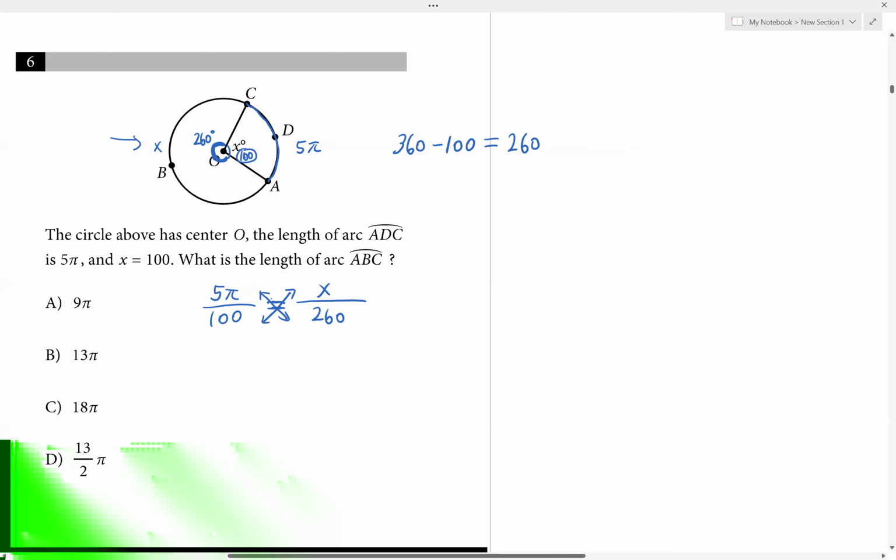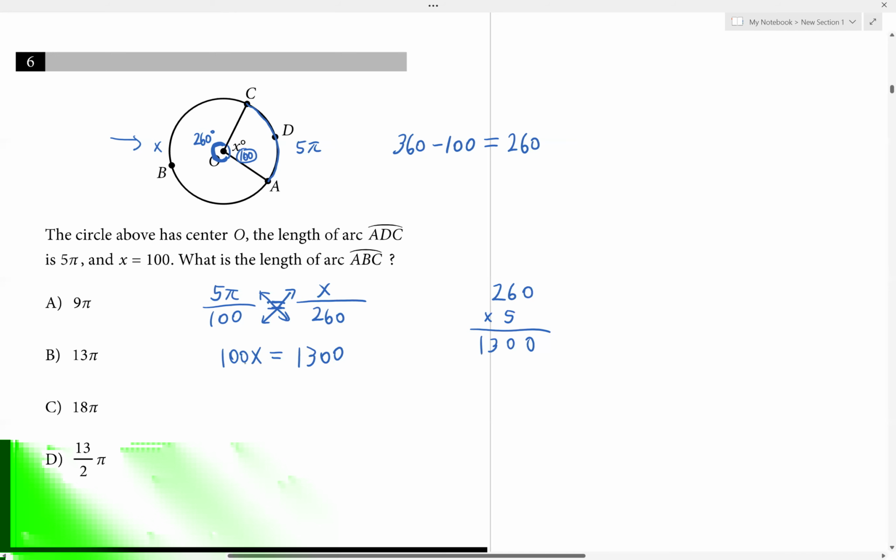Okay, so you cross over and multiply, we get 100x equal to 260 times 5 pi, which we have to multiply out. Okay, so 260 times 5. You can just do 26 times 5 here, and then the 0, we can just drop straight down. Okay, 26 times 5: 5 times 6 is 30, carry a 3. 2 times 5 is 10, plus a 3 is 13. Right, so we should get 1,300 as our answer for that.